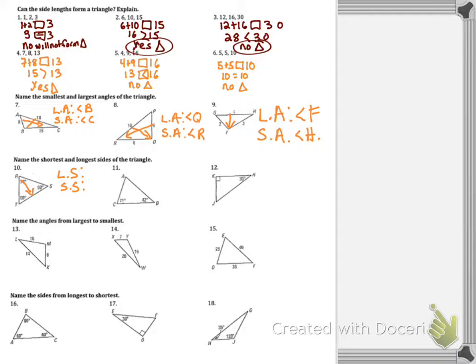So our longest side is across from that biggest angle, which is 70. So that's going to be TS. Remember, this is a segment, so we put a line over it. Our shortest side is going to be across from our smallest angle, which is at 50 degrees. So that's going to be RT.